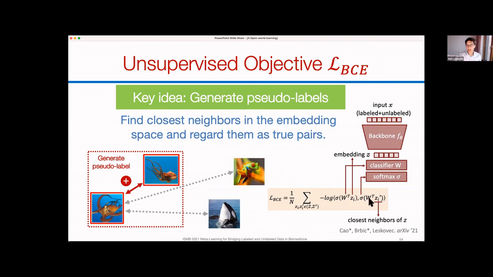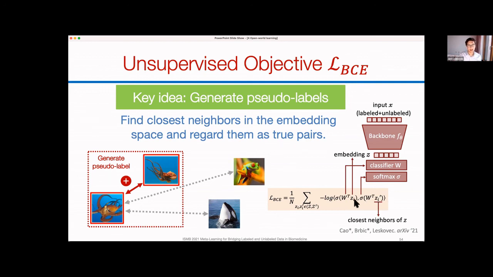I want these two to be similar, right? I will take the dot product, I will multiply them, so the multiplication will be high only if the two values are high together, right? And that's the intuition here. So basically, we want data points that are close together, nearest neighbors, to belong to the same class.